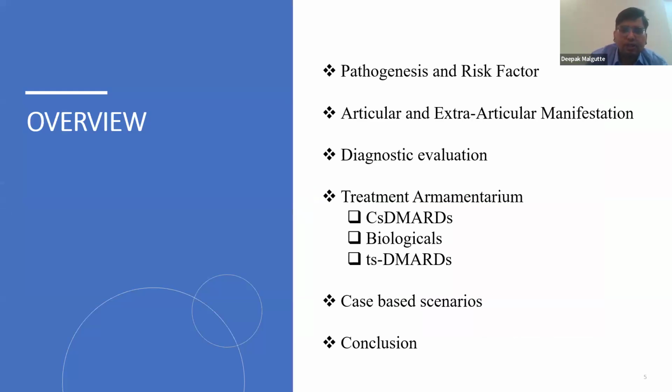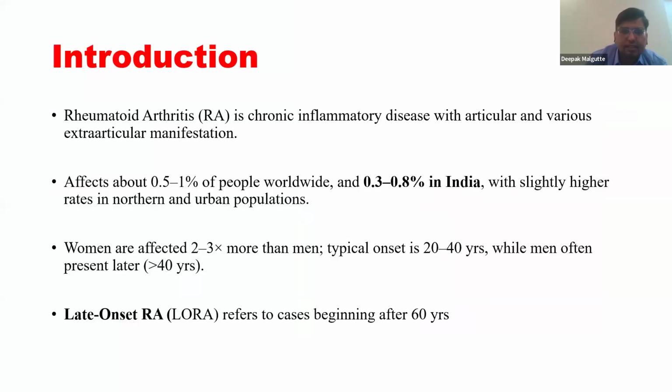So what I'm going to do is discuss pathogenesis and risk factors, various articular and extra-articular manifestations, diagnostic evaluation, and treatment armamentarium through various cases. Rheumatoid arthritis is a chronic inflammatory disease which has various articular and extra-articular manifestations. In India, the prevalence is estimated to be around 0.3 to 0.8%, and it is slightly higher in northern and urban populations.